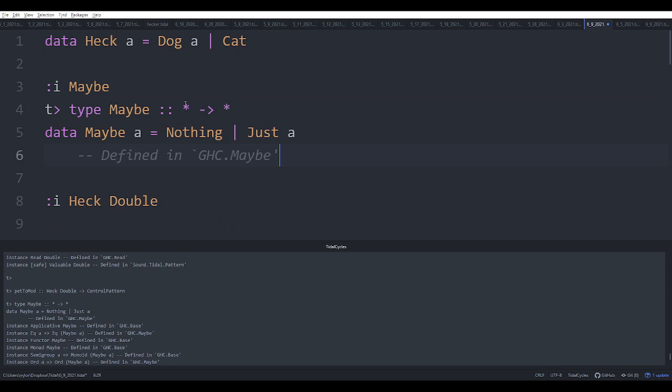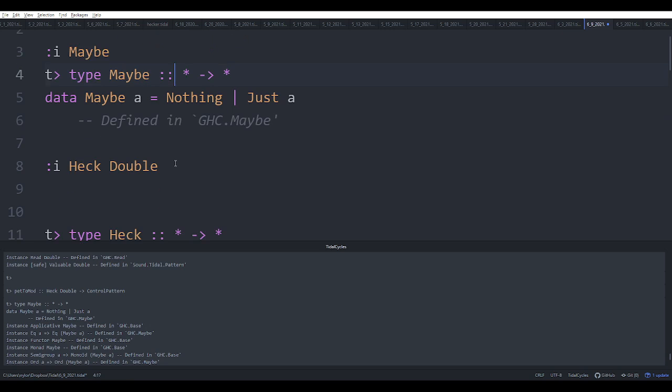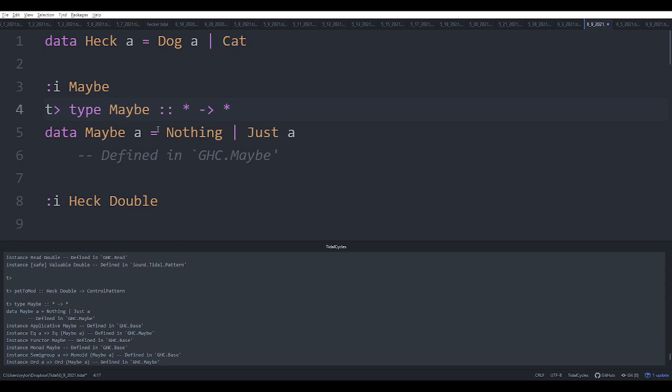Maybe A is equal to nothing, or just A. And so please note, it doesn't actually matter what order these constructors happen. Not really. It doesn't really make any difference. But still fundamentally kind of the same thing. It has a polymorphic constructor, and it has one that has no data in it whatsoever.